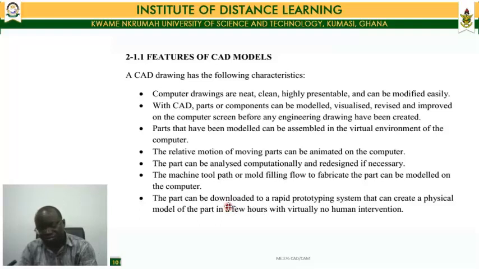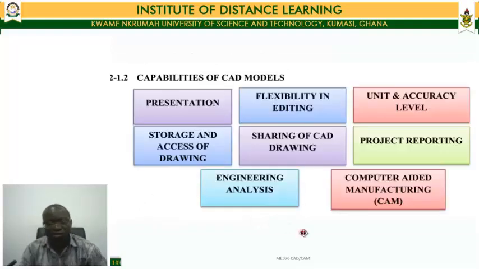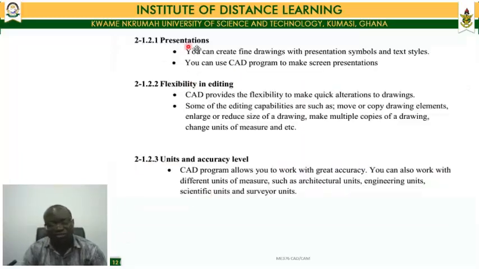Now, we can look at the capabilities of CAD models in this representation that has been displayed in boxes. So when we take capabilities of CAD models, we can look at presentation, flexibility in editing, units and accuracy level. We can look at storage and access of drawings, sharing of the CAD drawings, project reporting, engineering analysis, and computer-aided manufacturing. So these highlight the capabilities. We're going to pick them one by one and briefly explain.